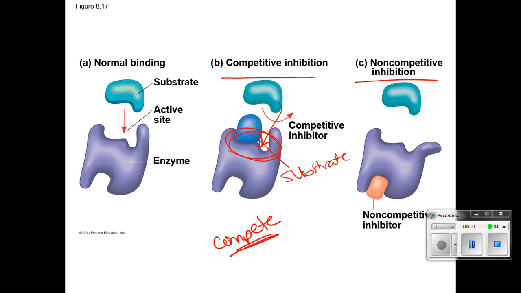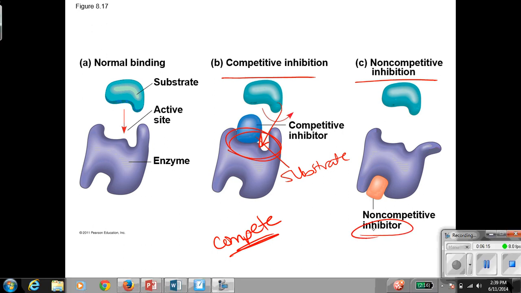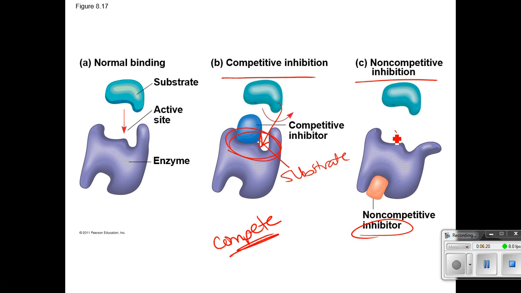Non-competitive inhibition is going to be different. The inhibitor is actually going to bind at a different location, and that's going to change the shape here. Okay, delta means change. It's going to change the shape here, and you can't hardly read the word shape, so that the substrate can't bind. Okay, that's the idea. Competitive versus non-competitive.